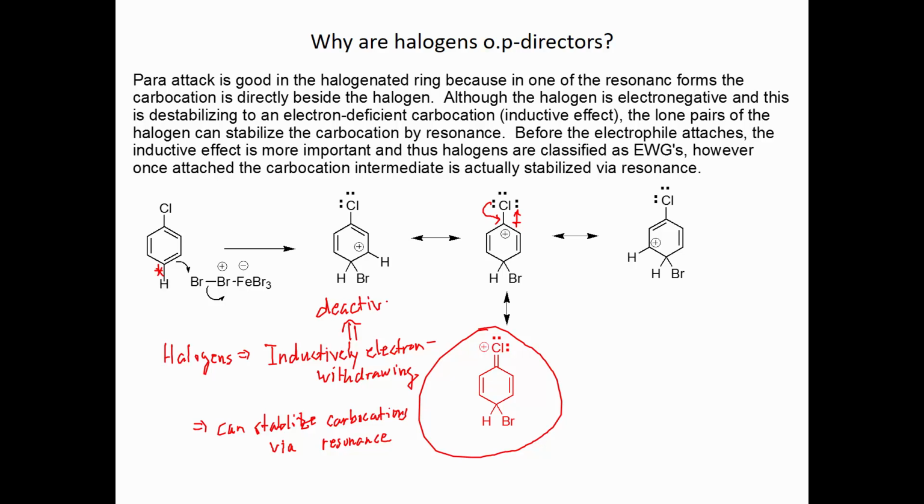When the electrophile approaches the neutral benzene ring, there's no need to stabilize any sort of positive charge, so the inductive effect is more important in the starting material. But once you form the carbocation, you can stabilize it by resonance, and that's why we see this ortho-para orientation. You can only get the positive charge right beside the halogen when you attack the para or the ortho position.